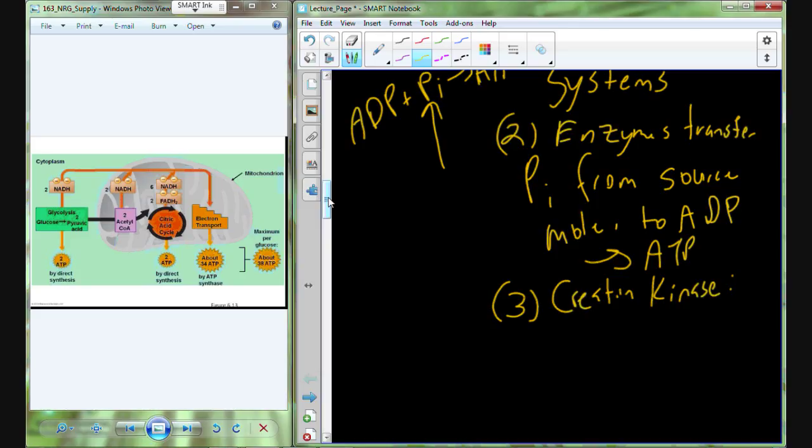Yes, so a kinase adds a phosphate to something. What are we going to add a phosphate to? Okay, we're going to add the phosphate to ADP. And where are we going to get that phosphate from? Can that creatine have something to do with it?